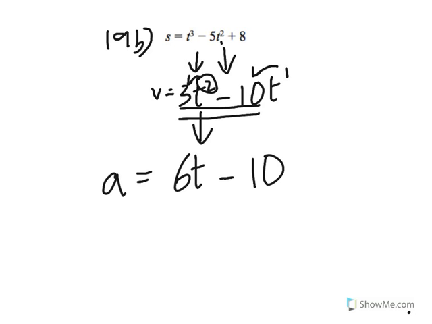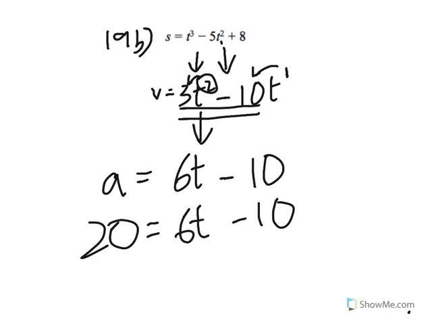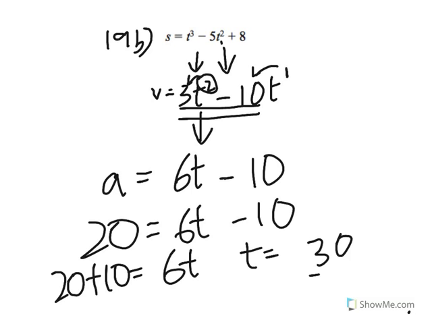And now they're asking you to find the time at which the acceleration is 20. So 20 is equal to 6t minus 10. Now all you've got to do is solve for time. So 6t is equal to 20 plus 10, adding 10 on both sides. So t is equal to 30 over 6, which is equal to 5 seconds. So acceleration is 20 at 5 seconds.